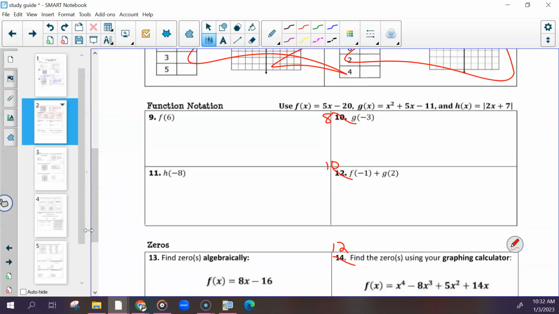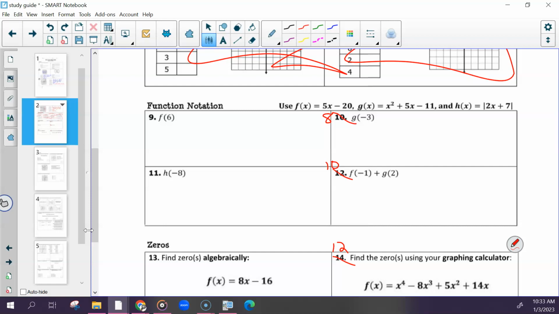For 8, so this is your function notation that's very similar to evaluating, something we did at the beginning of the year, where you have to know what you're given and what it's asking for. G of negative 3 means that this is your x value. You're given x and you have to find y.